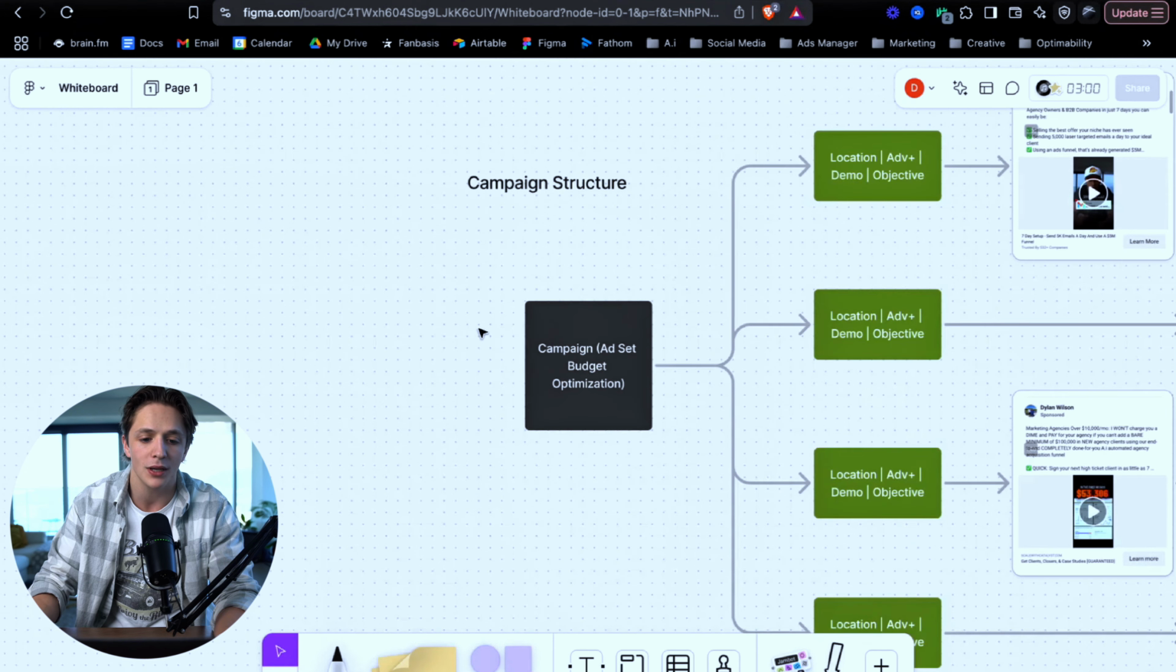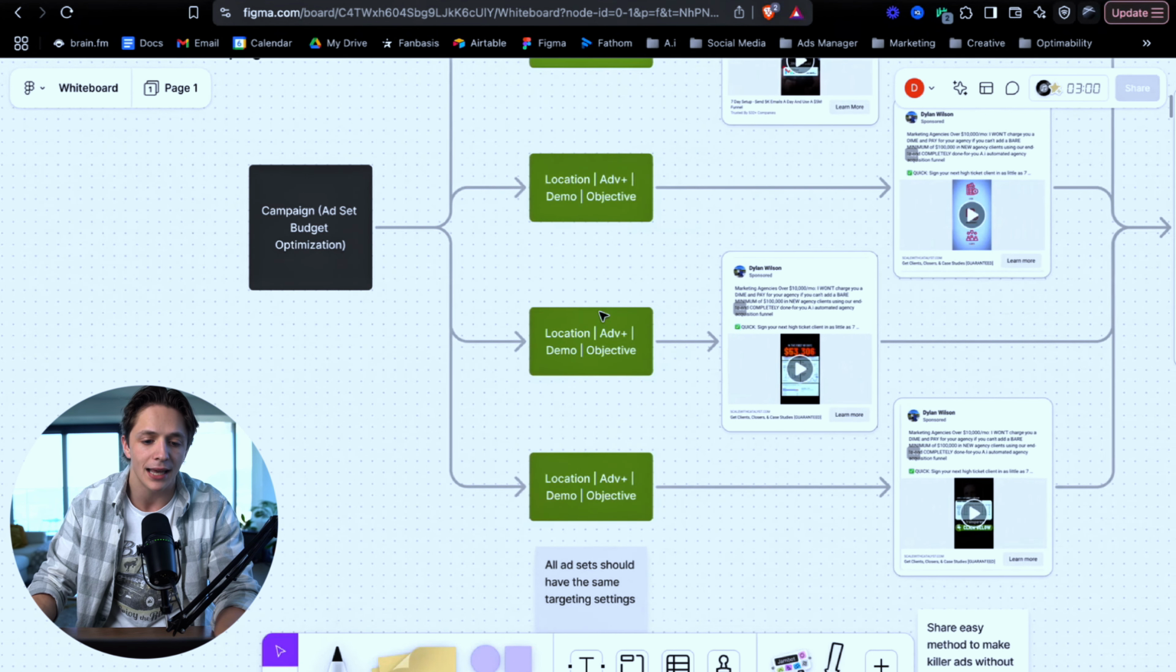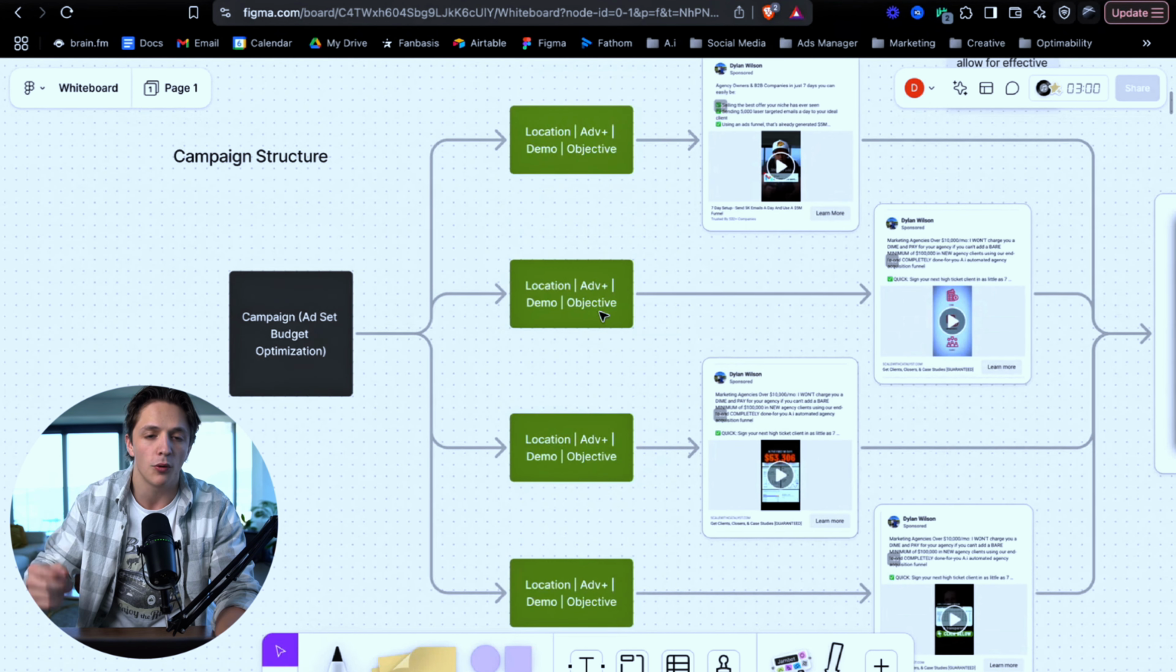So first of all, we'll get into the ad set structure. So the way that we want to structure this is to have a campaign set to ad set budget optimization. So we're not going to do campaign budget optimization for this. And then inside of that campaign, we're going to have a whole bunch of different ad sets with either only one creative or one type of creative per ad set.